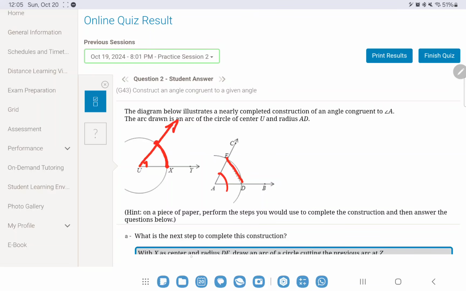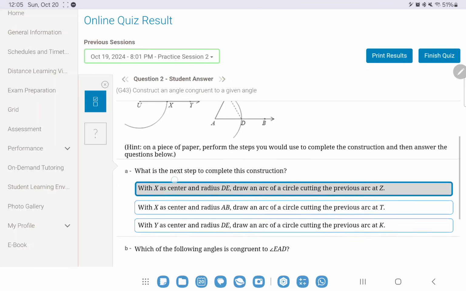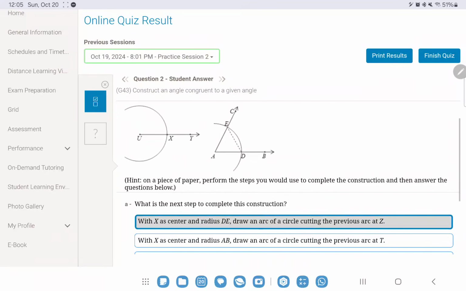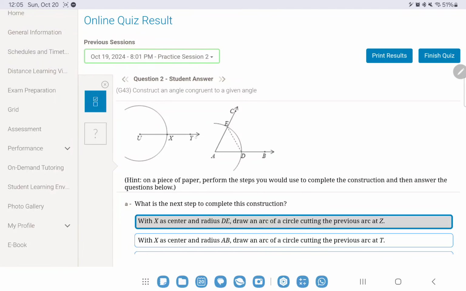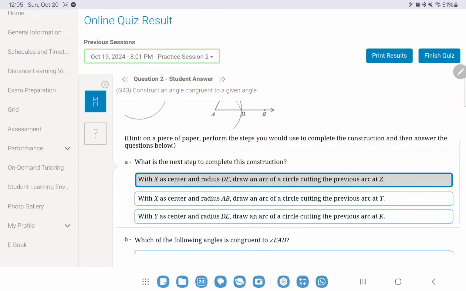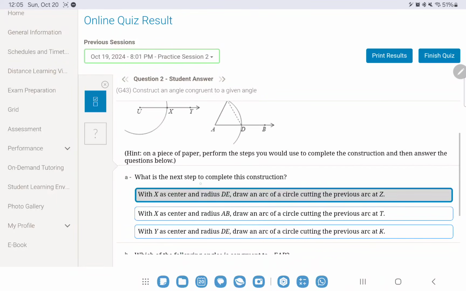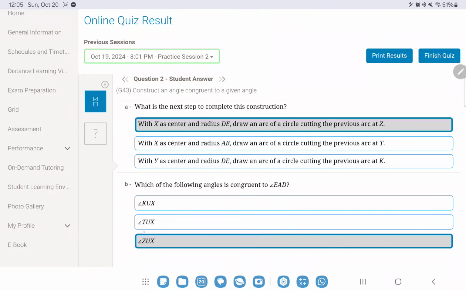Now let's see, with X as a center, other options. With X as a center, you draw with a radius DE and cutting previous arc at Z. With X as a center, draw a radius AB. Why would you do that? That's wrong, it doesn't even make sense. And with Y as a center, you would never have Y as your center. And like the last question, at Z, so you need to choose the option with Z and X in them. So it's this one.